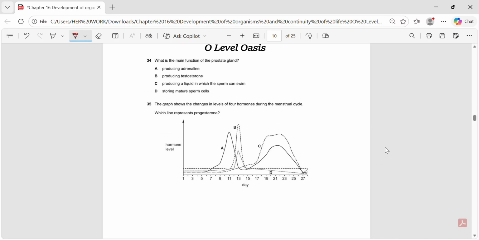Next, what is the main function of the prostate gland? This means that the prostate gland adds fluid to semen, helping sperm to move easily. The correct answer here is C, producing a liquid in which the sperm can swim.